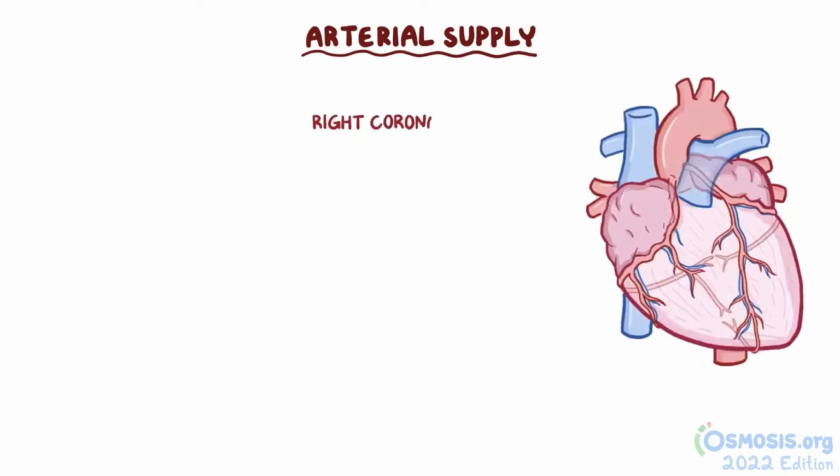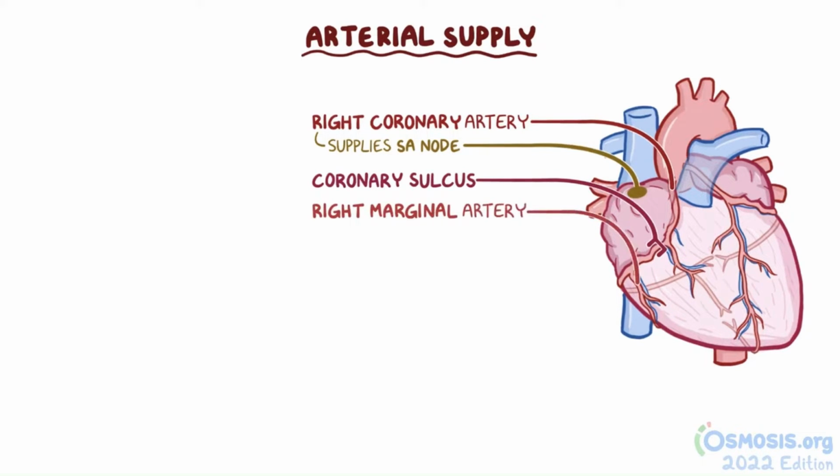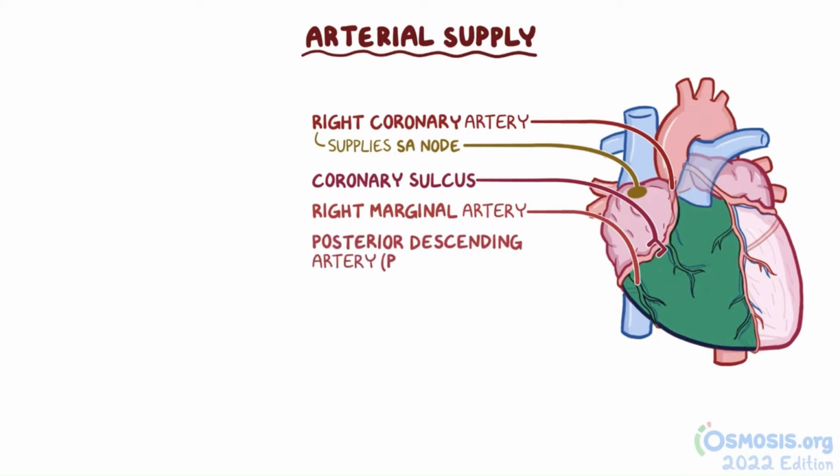Alternatively, the right coronary artery heads in the opposite direction, following the coronary sulcus, and along the way it supplies the SA node. It later divides into two branches. The first is the right marginal artery, which stretches along the margins of the bottom right side of the heart, supplying the right ventricle. The second branch is the posterior descending artery, or PDA, sometimes called the posterior interventricular artery.